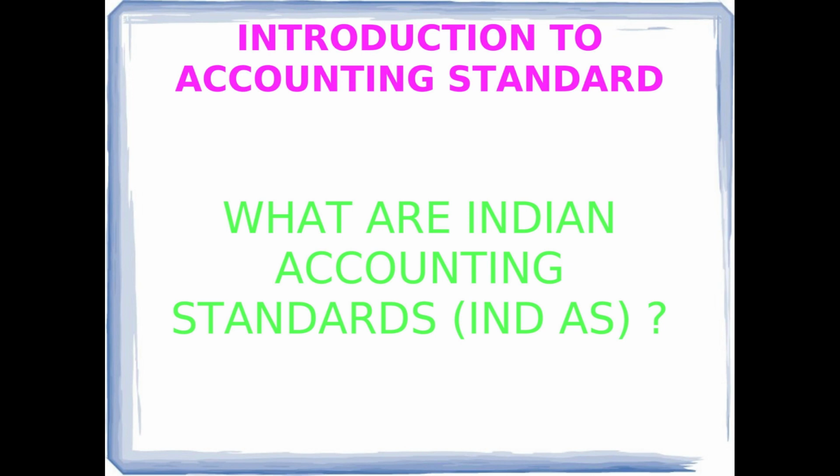Ind ASs are named and numbered in the same way as the corresponding IAS. However, for Ind AS corresponding to IFRS, one needs to add 100 to the IFRS number. That is, for IFRS 1, the corresponding Ind AS number is 101.